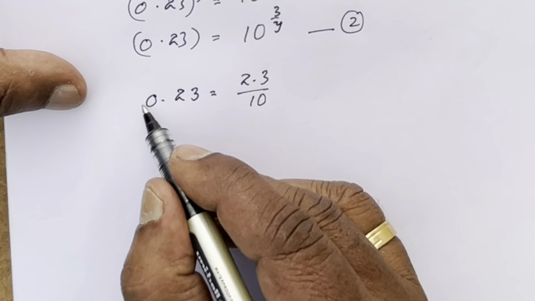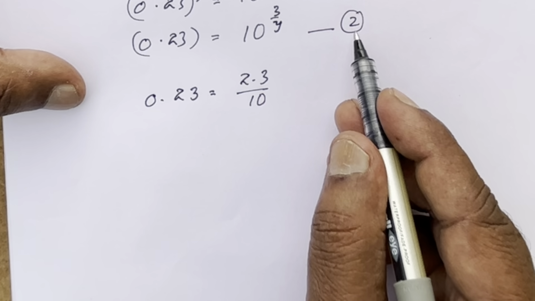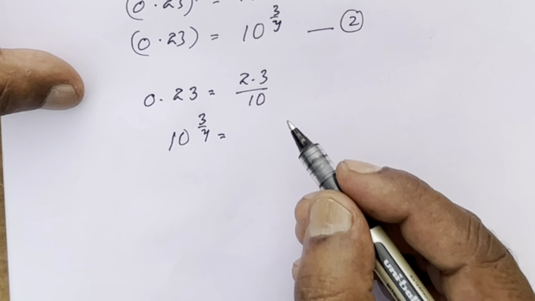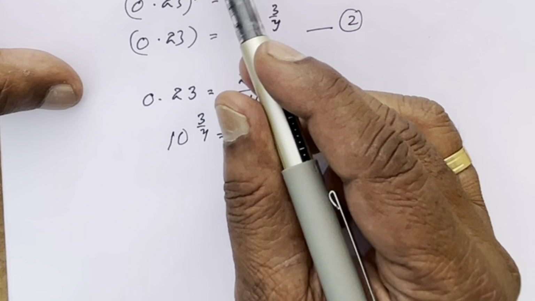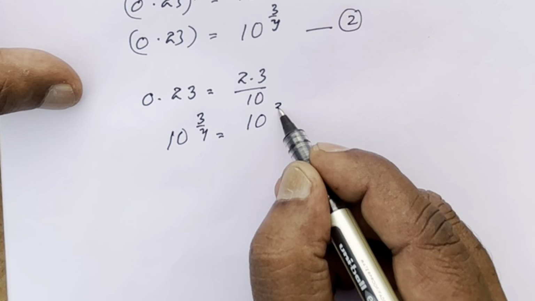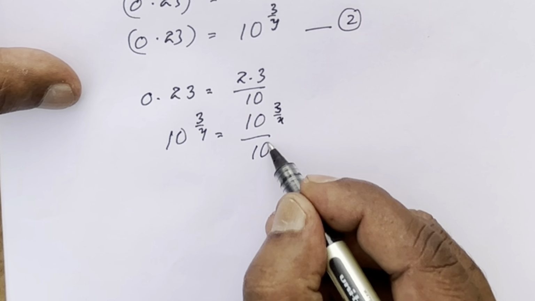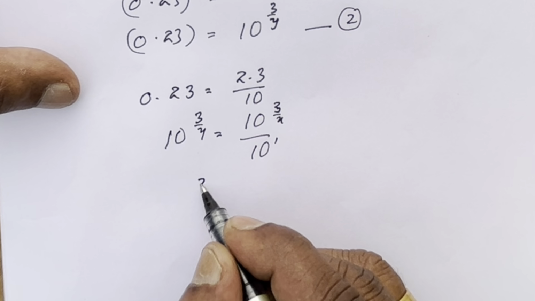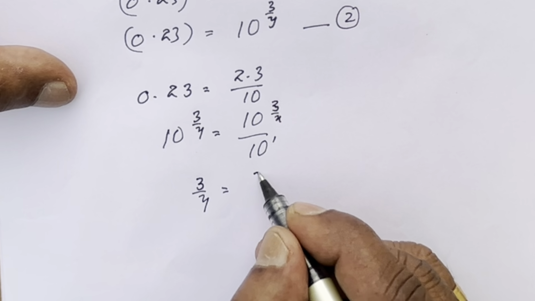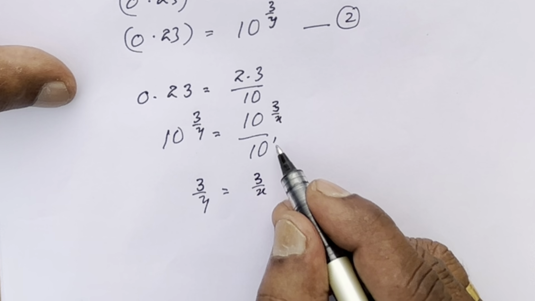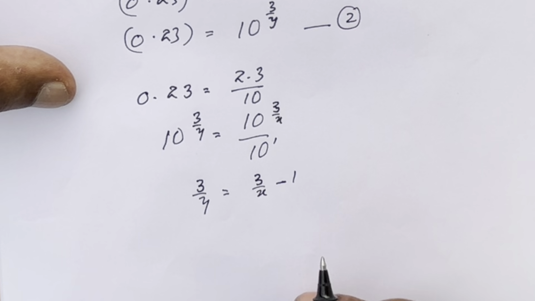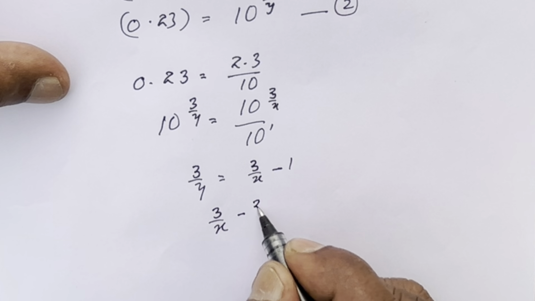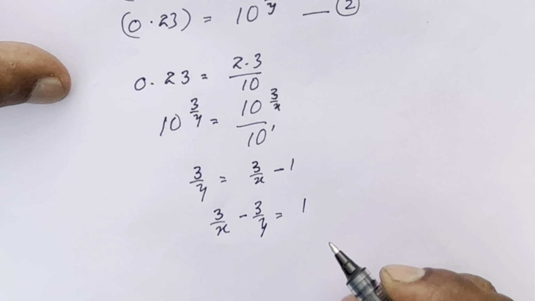Now here I am placing the value of 0.23. According to the equation, the 0.23 value is 10 to the power of 3 by y is equal to the 2.3 value in equation 1, which is 10 to the power of 3 by x, then 10 to the power of minus 1. Now since bases are same, powers should be equated. 3 by y is equal to 3 by x, minus 1. Now 3 by x, I am bringing to this side, 3 by y minus 3 by x is equal to minus 1.